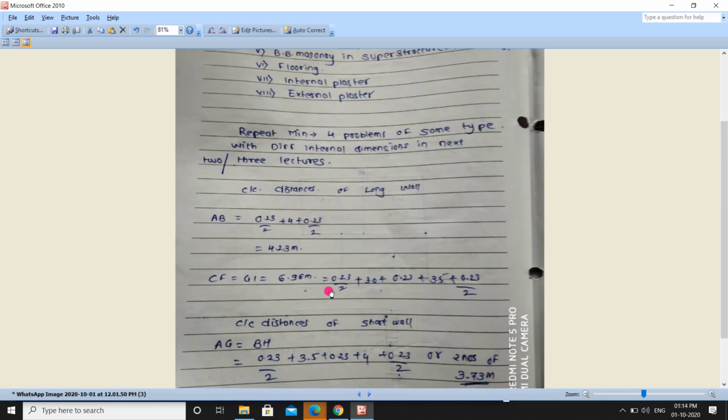In the same way, the single short wall is IF, and it will be 0.23 by 2 plus 4 plus 0.23 by 2. It will be 4.23 meter. And how many walls are there? There are 3 walls of this size. Okay, in this manner you have to calculate the length of the long wall and the length of the short wall.